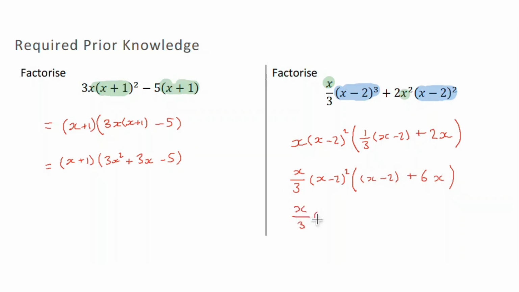So now we have x over 3, x minus 2 squared, and then we have x plus 6x, which is 7x minus 2. And that would be the nicest factorised form of that expression.